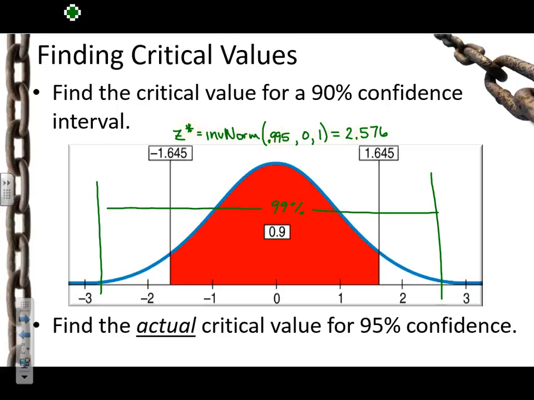2.576. So 90% was 1.645. 95% is 1.96. 99% is 2.576. Okay? Another fairly common confidence level is 98%. That one is generally 2.33. And that's another one you could plug in to your inverse norm. 98% in the middle means 2% on the outside. So you type in 99% for your overall area. And you should get 2.33.